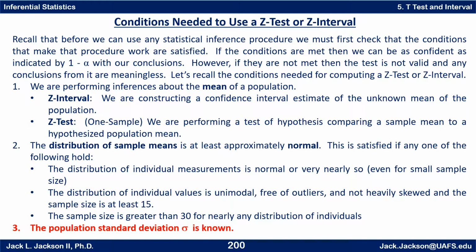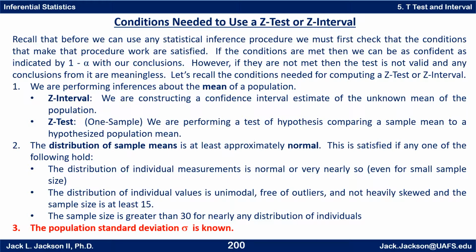This is satisfied if any one of the following hold. The distribution of individual measurements is normal or very nearly so, even for extremely small sample sizes. The distribution of individuals is unimodal, free of outliers, and not heavily skewed, and the sample size is, let's say, around 15 or so. And the sample size is greater than 30 for nearly any distribution of individuals. If any one of those three conditions hold, we can assume the distribution of sample means is at least approximately normal, enough for us to use this. And finally, the population standard deviation sigma is known.